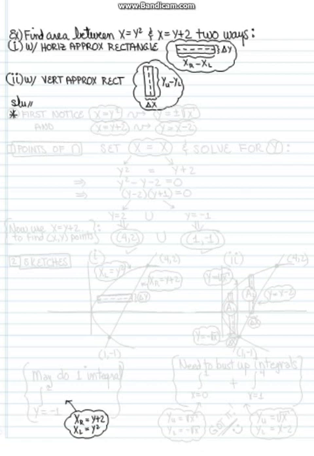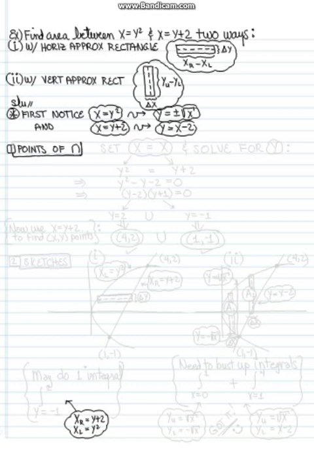But the fact of the matter is that it doesn't matter which one you use, whether you use the horizontal or the vertical. One might be easier than the other, but you should be getting the same answer. So first I want to notice that when they give us x equals y squared, it could be written as y equals plus or minus the square root of x. In other words, we could solve it for y. And when they give us x equals y plus 2, we could solve that for y and get y equals x minus 2. So we could always change the way the function looks by just solving for one of the variables.